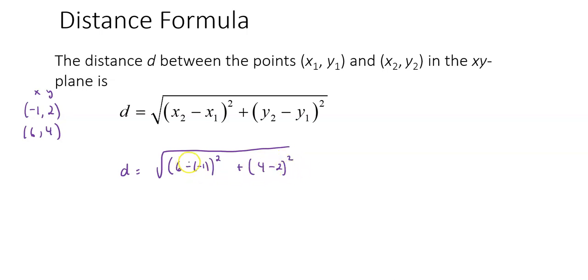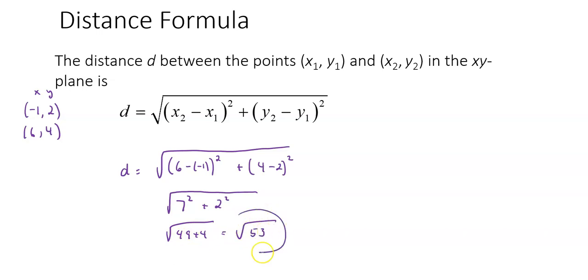All right, remember, 6 minus a -1 gives me 7. 4 minus 2 gives me 2. So I get the square root of 49 plus 4, square root of 53. All right, what is that? It's a little bit less than 8. Actually, a lot less than 8. It's a little bit more than 7. It's more realistic. And if you can't simplify the radical, then just leave it like that.